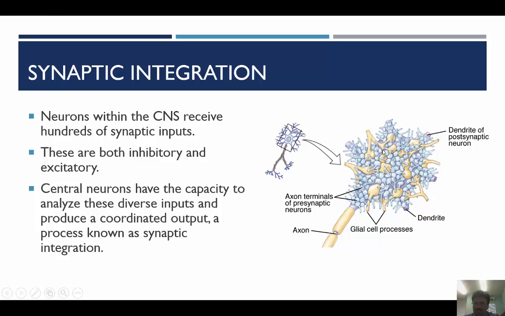Now remember, these synapses can either be inhibitory or excitatory. What central neurons in the brain have the capacity to do is receive all of these inputs and synthesize them to give a coordinated output. And that process by which the inputs are synthesized to give a coordinated output is known as synaptic integration. So let's just look at a couple of examples of how synaptic integration can actually occur.